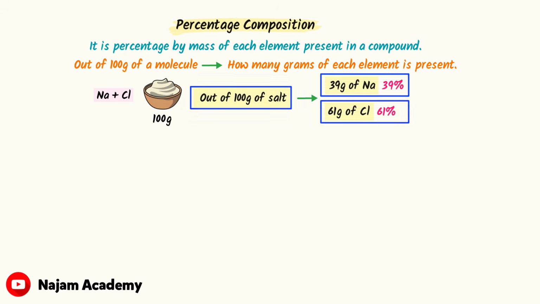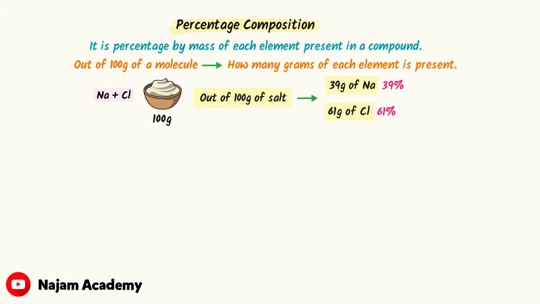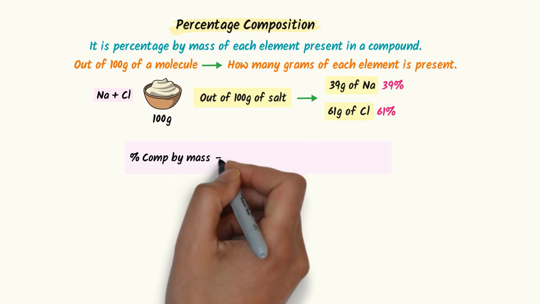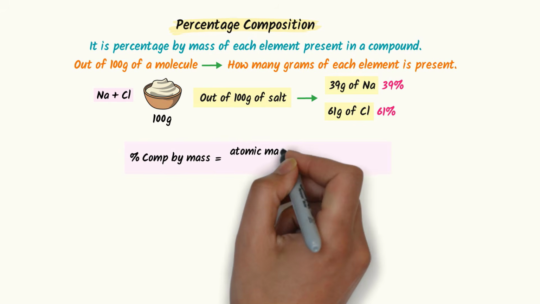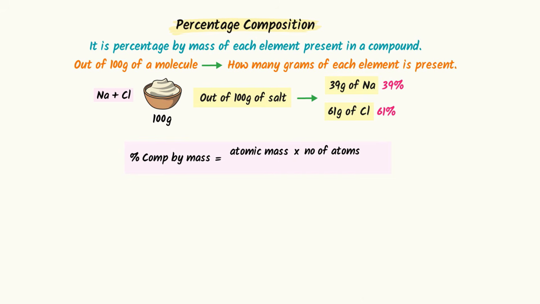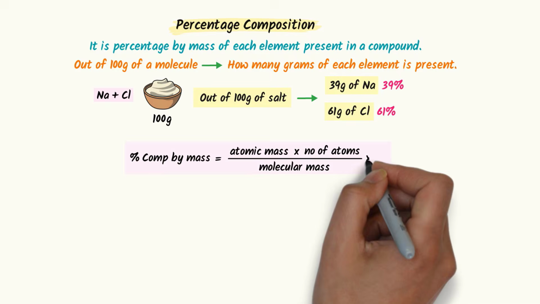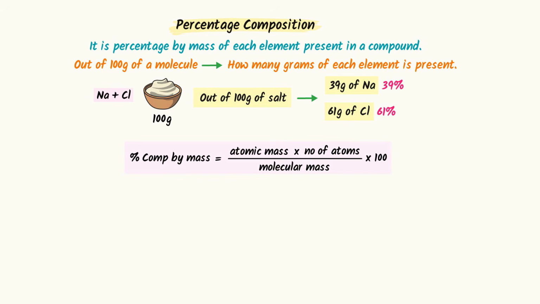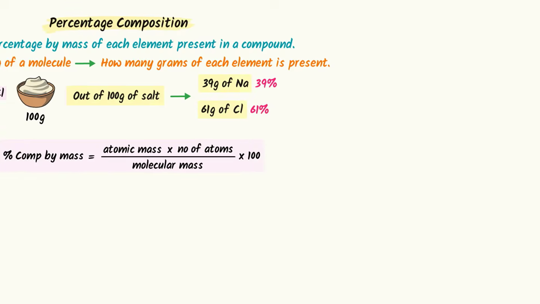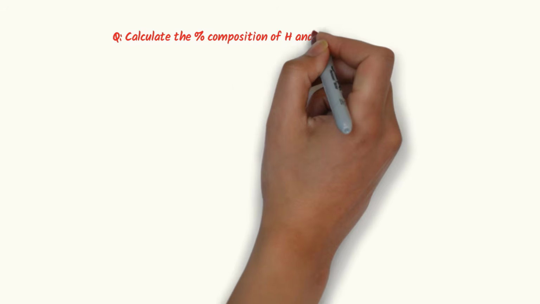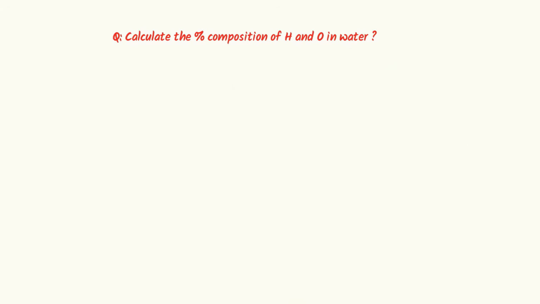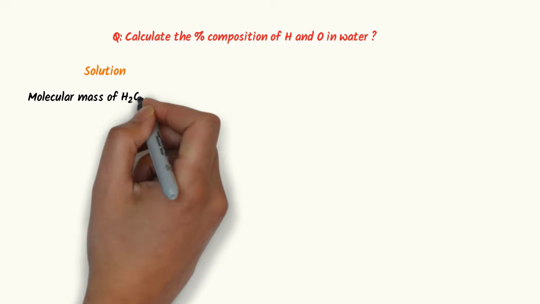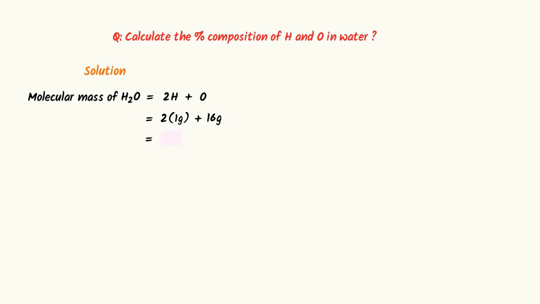To calculate percentage composition, the formula is: percentage composition is equal to atomic mass times number of atoms upon molecular mass, times 100. For example, consider this numerical problem. Calculate the percentage composition of hydrogen and oxygen in water. Well, we know that the molecular mass of water is 18 gram.